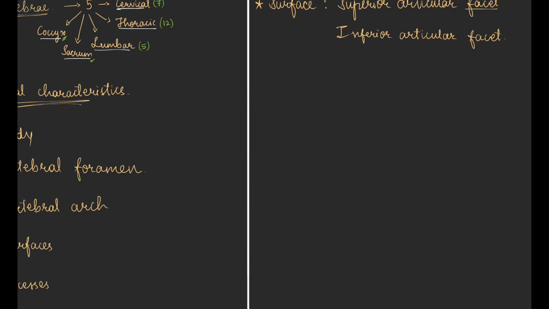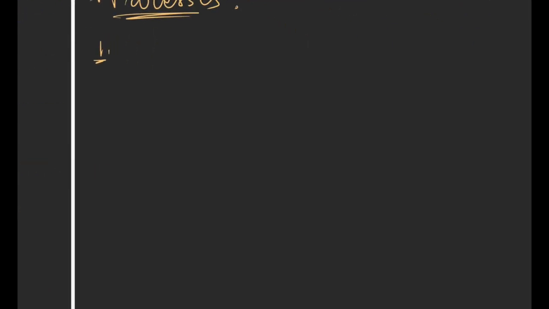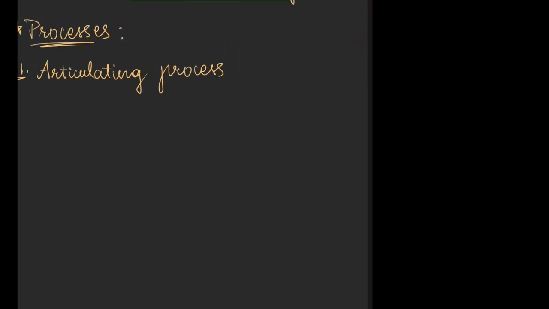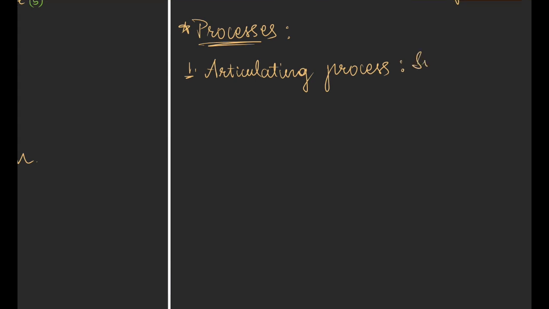Next, processes. What are processes? There are three types of process, and additional processes are also there. First, we will discuss the articulating process, in which come superior and inferior.